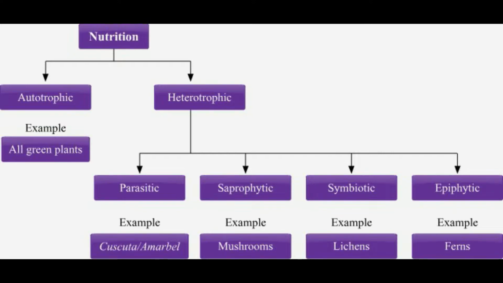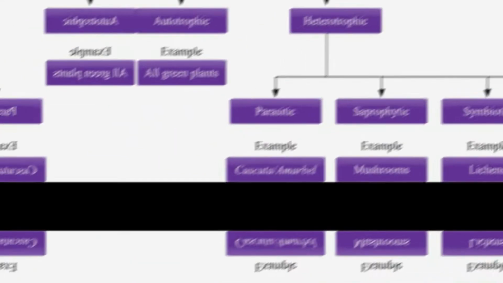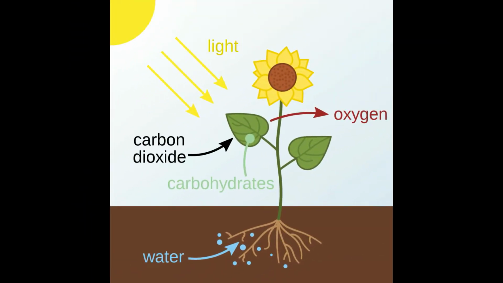Animals and fungi cannot make their own food. They feed on organic substances that have originally been made by plants. Some animals eat other animals, and the green plants make their own food. They use simple inorganic substances.